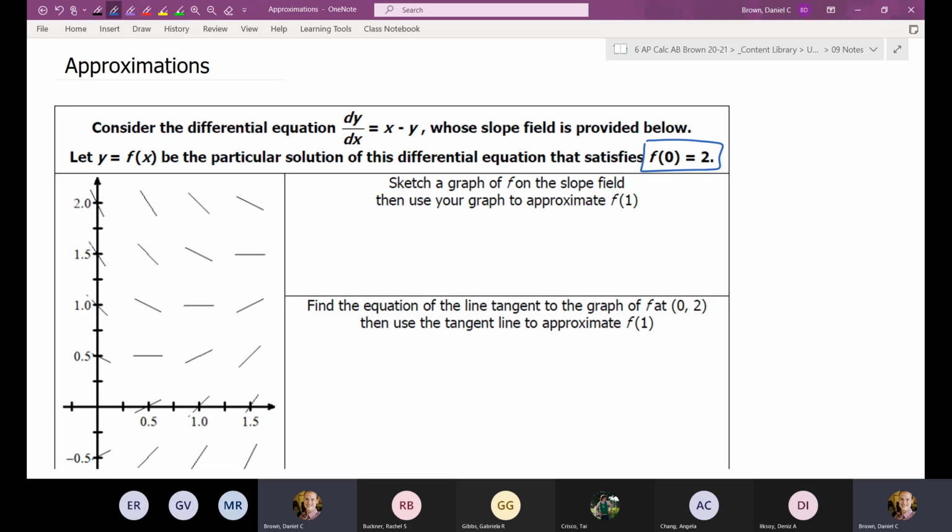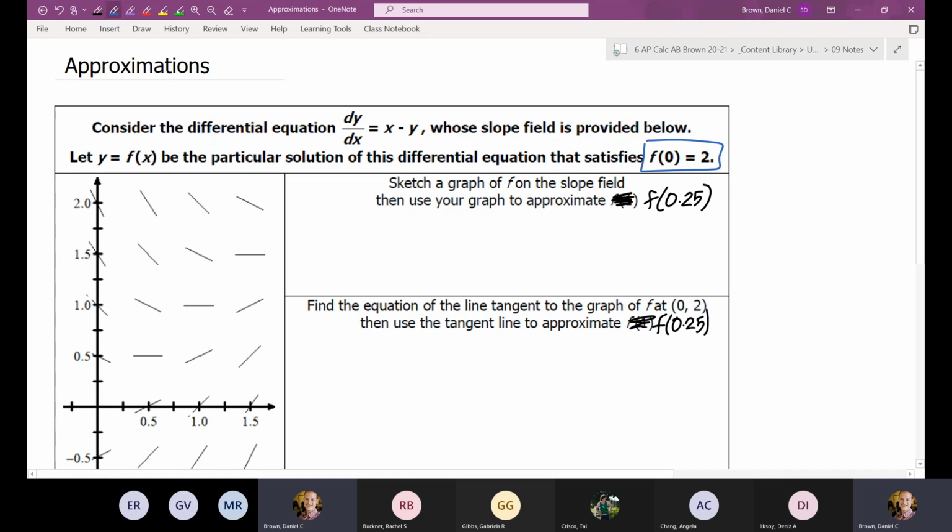And so we don't know exactly what the original function is. But we can estimate what that original function is by looking at the slope field and just drawing it as best we can. So I'm looking at this one. It says to sketch a graph of f on the slope field, and then we're going to use your graph to approximate f of 1. I'm actually going to change it to make it closer to 0 for what I want us to see. I'm going to change it to f of 0.25, and we'll see why in a second, but that is what I'm going to change it to for the notes.